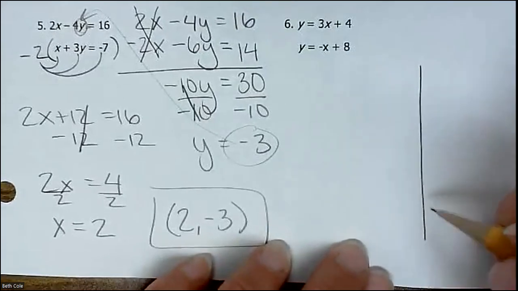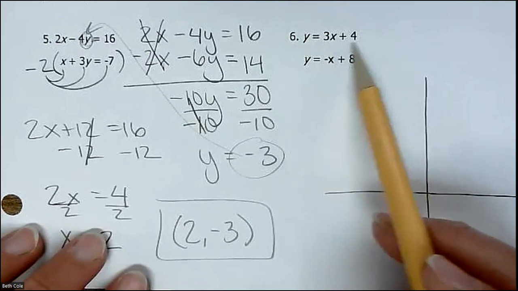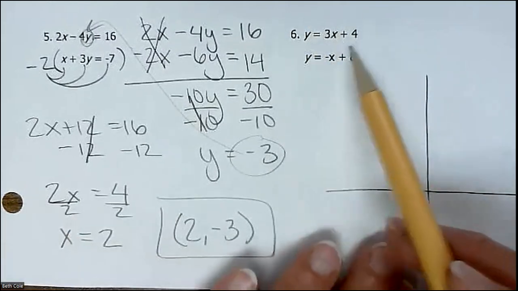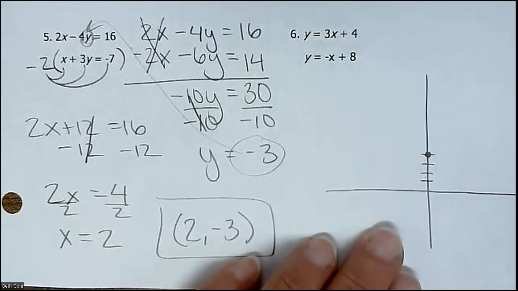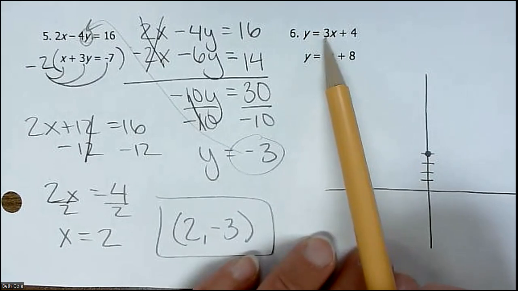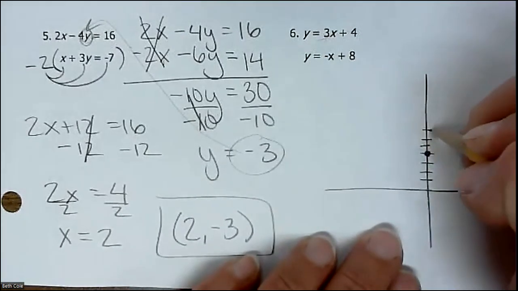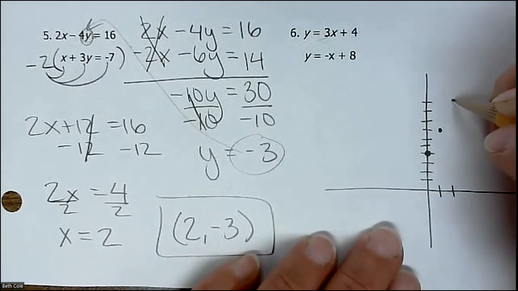This one, you're going to do by graphing. What is your y-intercept for the first one? Where are we going to start? What's the y-intercept? Good. We're going to start at 4. It's right here. And then your slope is 3. So you're going to go up 3 over 1. That looks good enough.